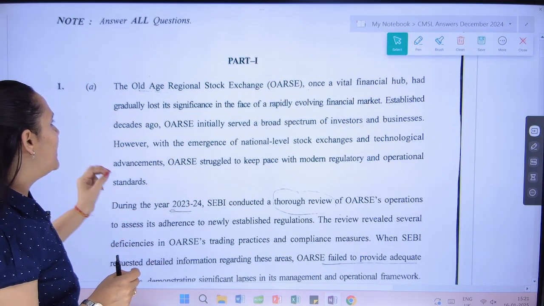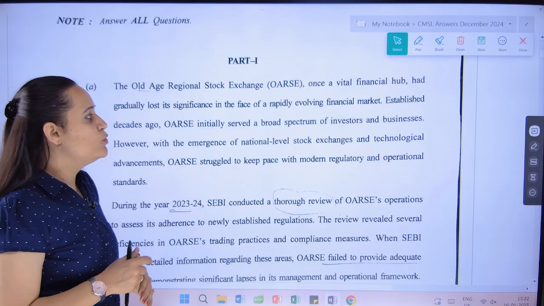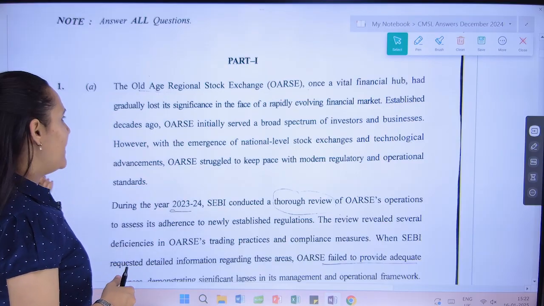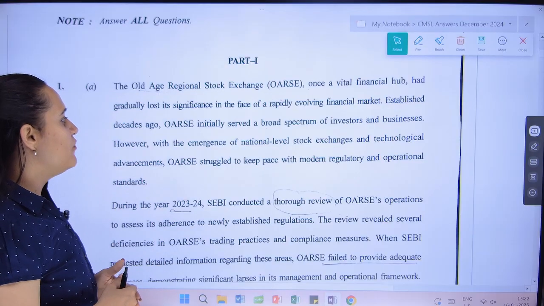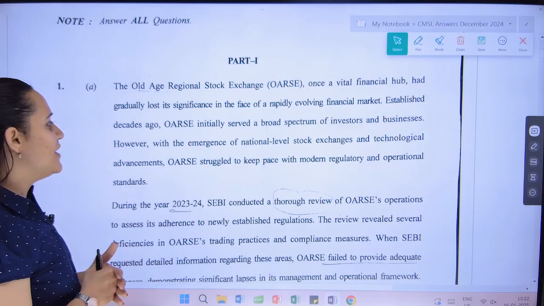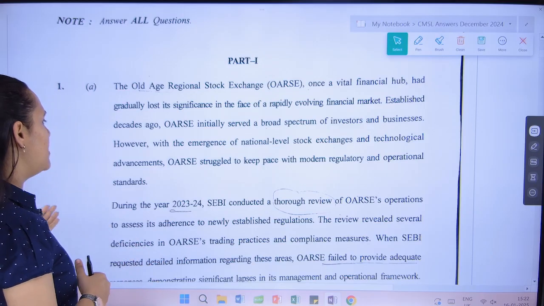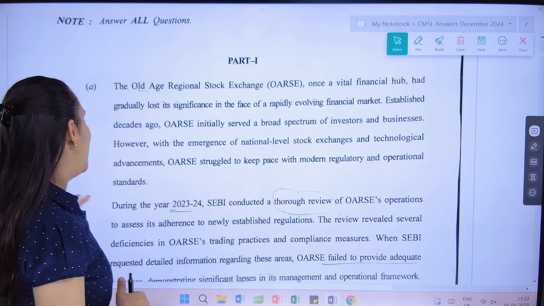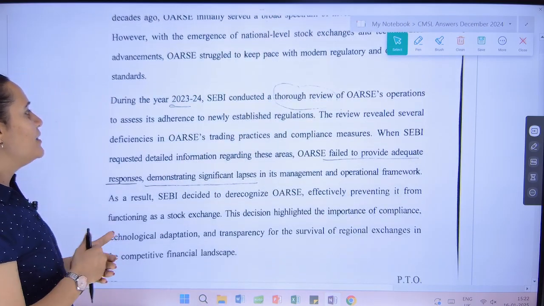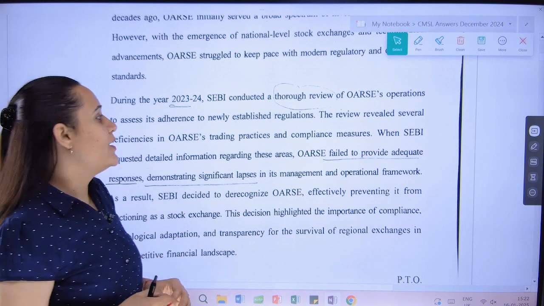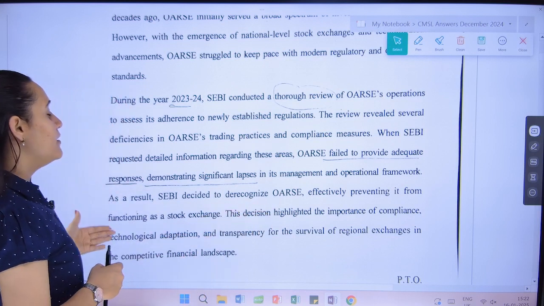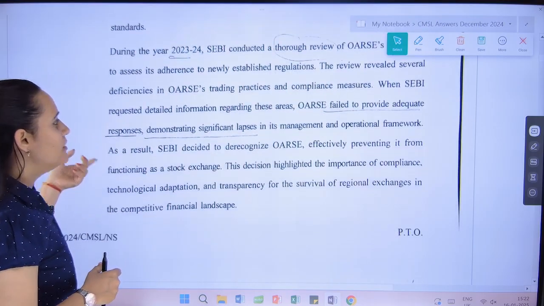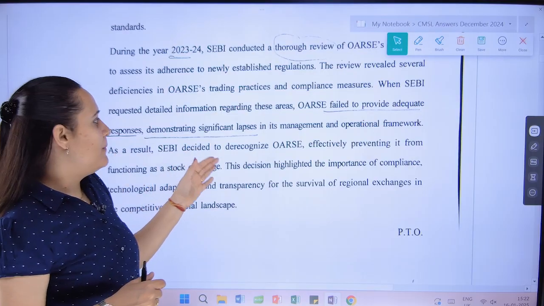the stock exchange, once a vital financial hub, had lost its significance due to evolving financial markets. It was established decades ago, initially served a broad spectrum of investors and businesses, but with the emergence of national level stock exchanges and technological advancement, this stock exchange struggled to keep pace with modern regulatory and operational standards. In the year 23-24, SEBI conducted a review of the stock exchange's operation to assess its adherence to the newly established regulations. The review revealed several deficiencies in the stock exchange's trading practices and compliance measures.